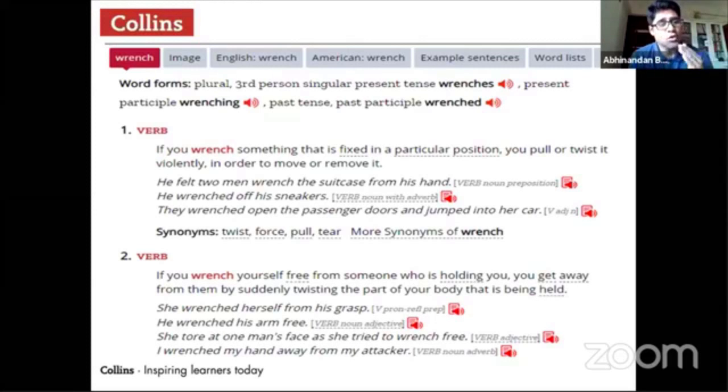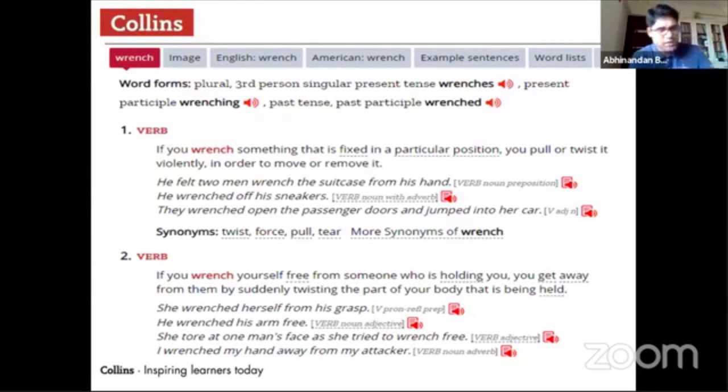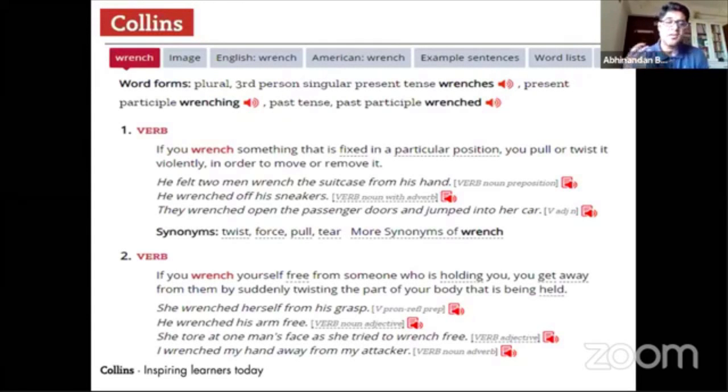He felt two men wrench the suitcase from his hand, as if forcefully pulling and snatching away, that was their action. He wrenched off his sneakers. They wrenched open the passenger doors and jumped into her car. So again, it talks about a lot of aggression, as if something unpleasant, something violent, and it's not something which is done with a lot of peace and in a very calm and composed mindset.